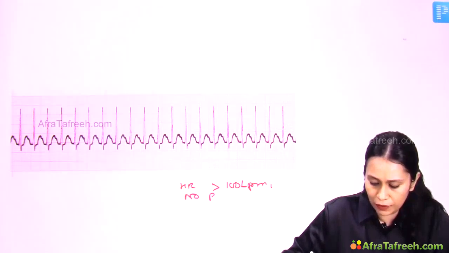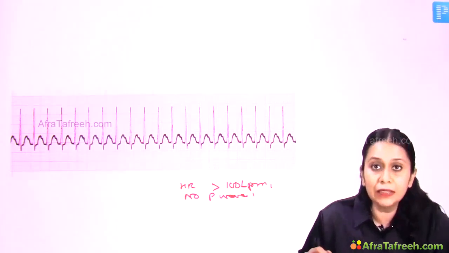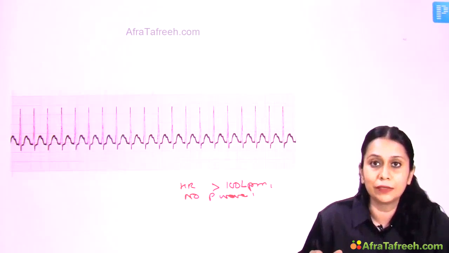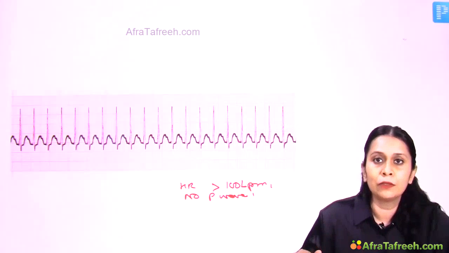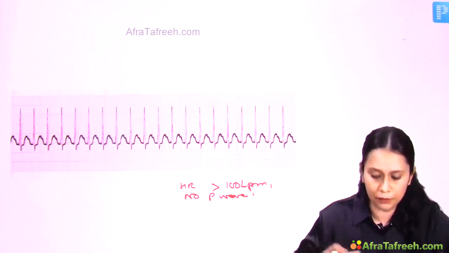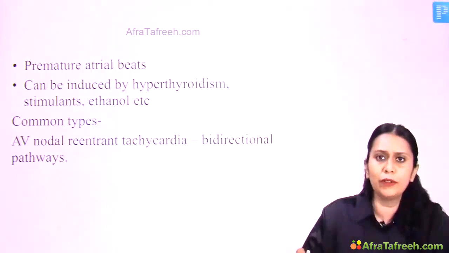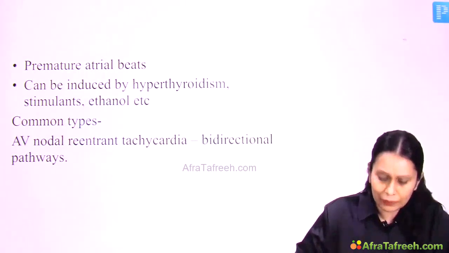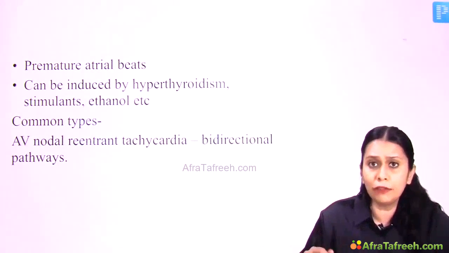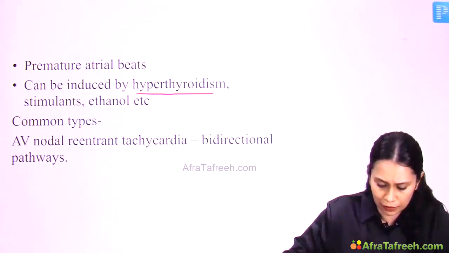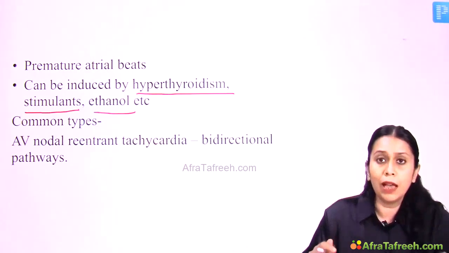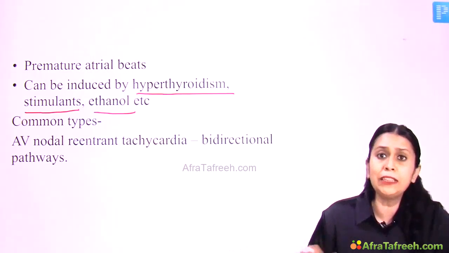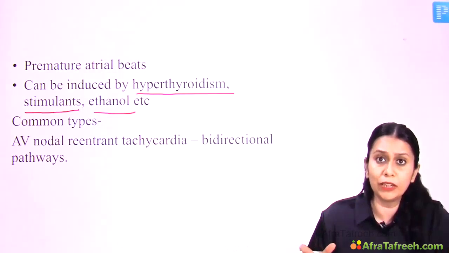So no P waves. The P wave is hidden in the T wave, right? Because of the high heart rate. So no P wave is seen. So this is supraventricular tachycardia. Now, what is the cause of supraventricular tachycardia? Most probably it is caused by premature atrial beats, and it can be induced by a variety of clinical conditions like hyperthyroidism, stimulants like cocaine, etc. Even ethanol can. And there are many types of supraventricular tachycardia.